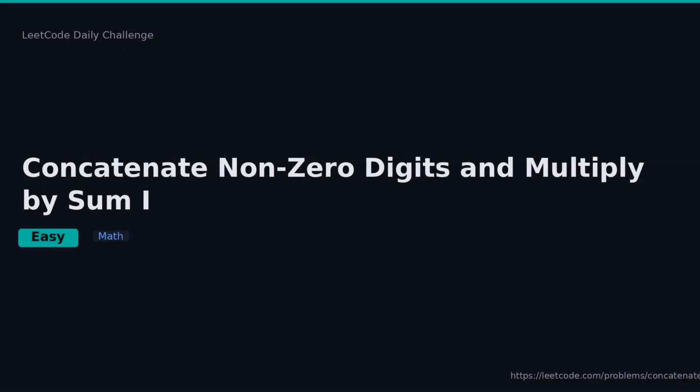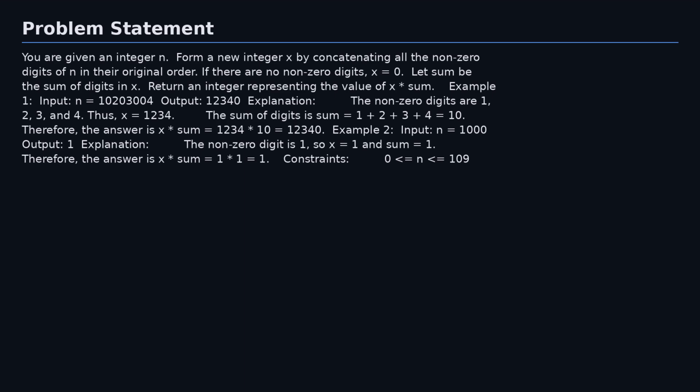Today we're going to tackle a problem on LeetCode that requires us to concatenate non-zero digits and multiply by their sum. This problem might sound a bit tricky, but trust me, it's actually quite straightforward once you understand the intuition behind it. So let's dive in and see how we can solve it.